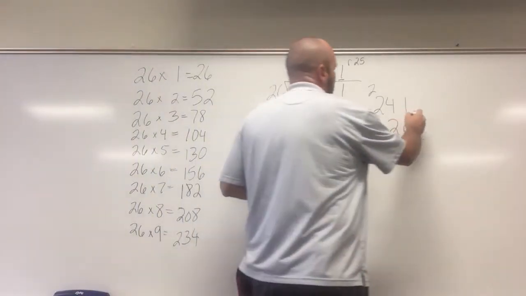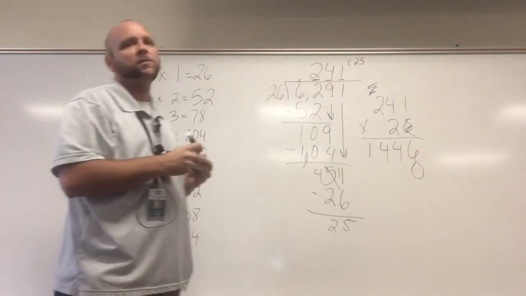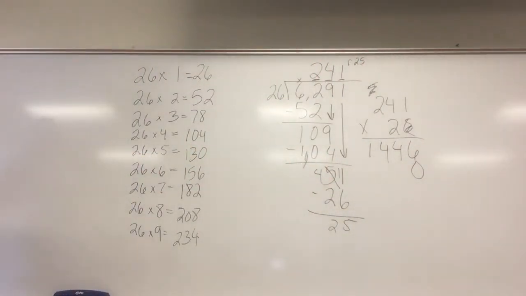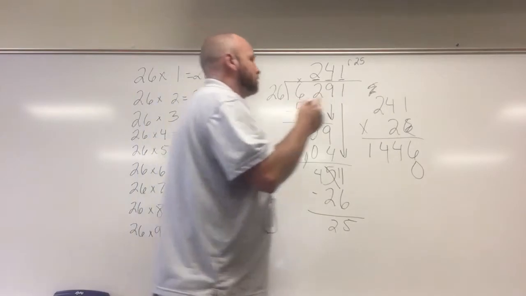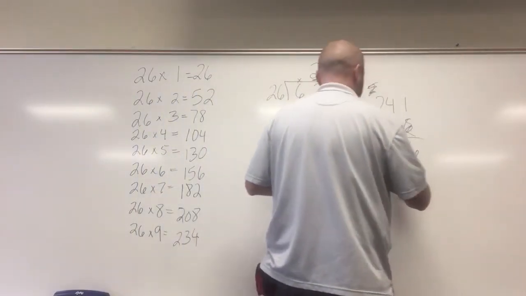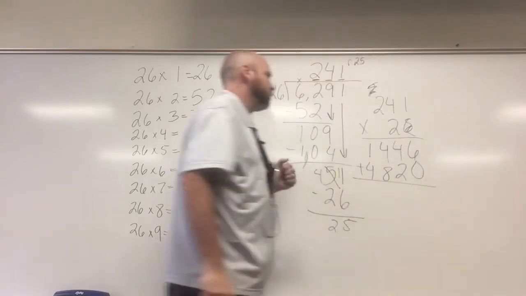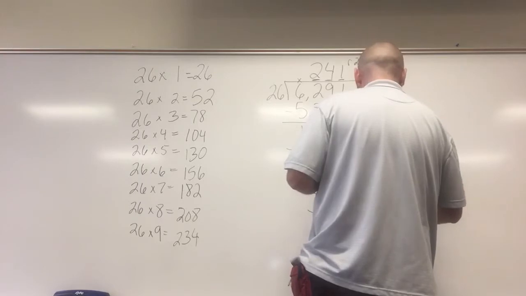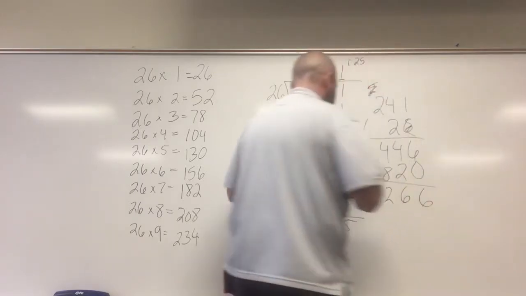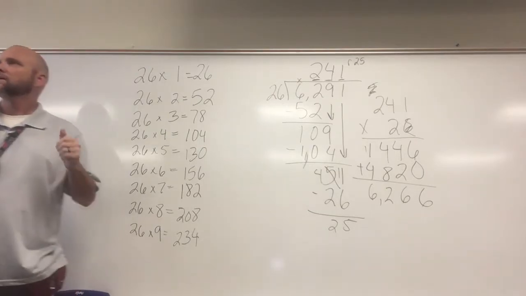All right, we're done with our 1's place. We're done with what we carried there. Since we are starting in our 10's place, my first number needs to be in my 10's place. So 2 times 1 is? 2 times 4 is? 2 times 2 is? 4. We add that. We get 6,266. No, that's wrong.